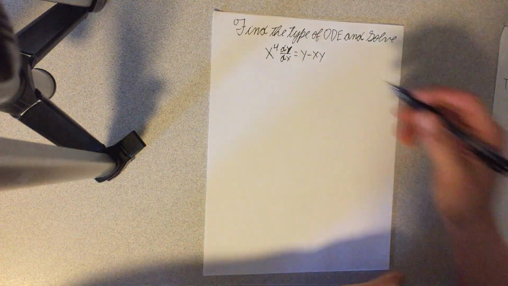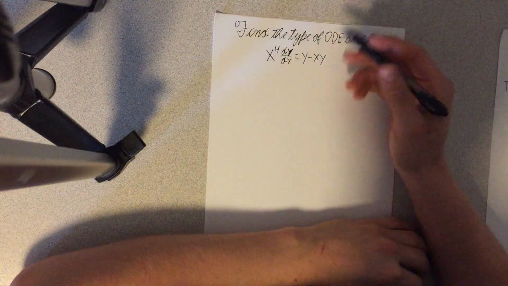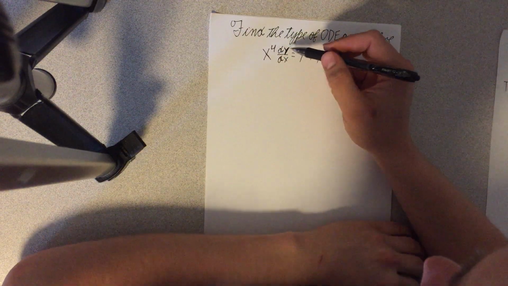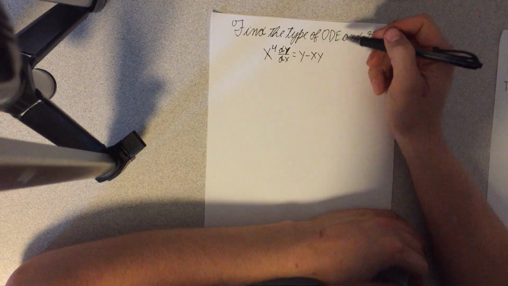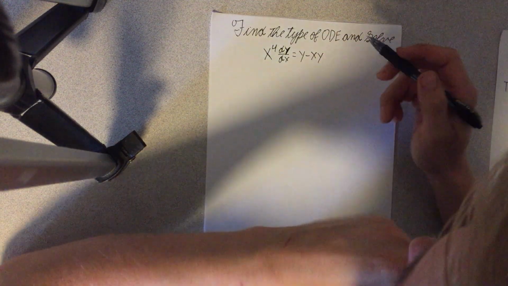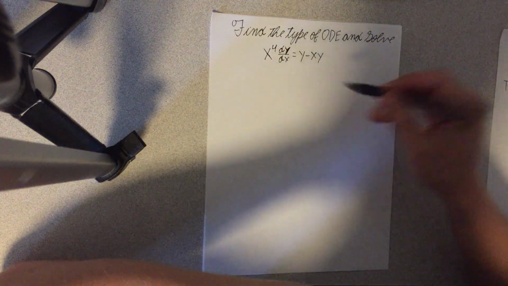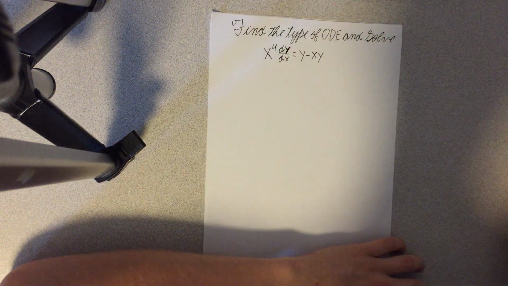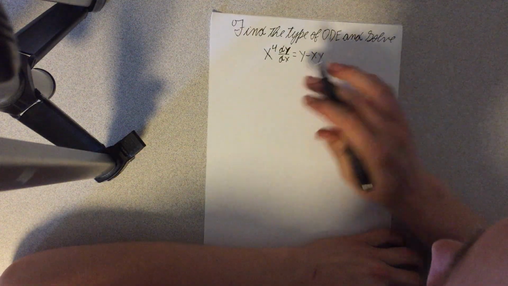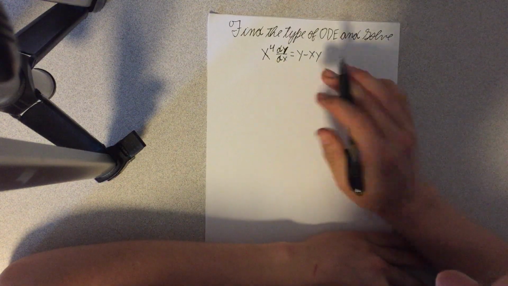Today I'm just going to be classifying and solving the following differential equation. x to the fourth times dy over dx equals y minus x times y. Now, for this particular differential equation, I'm going to be using the variable separable method. Doesn't work for everything, but for this type, it will work out.